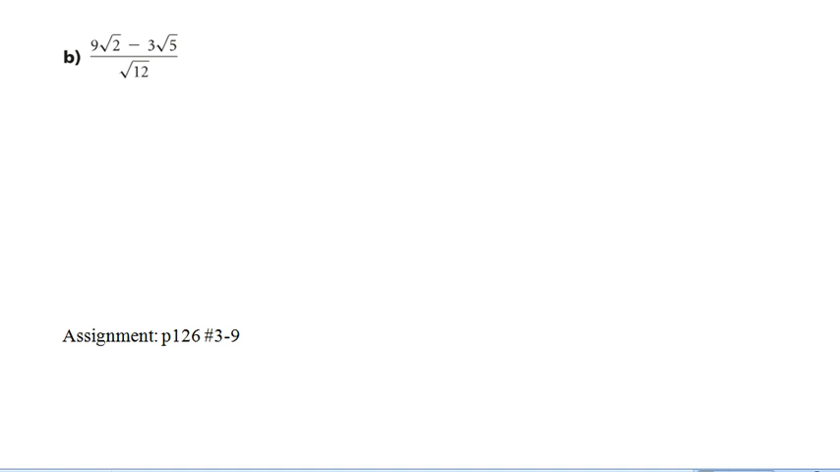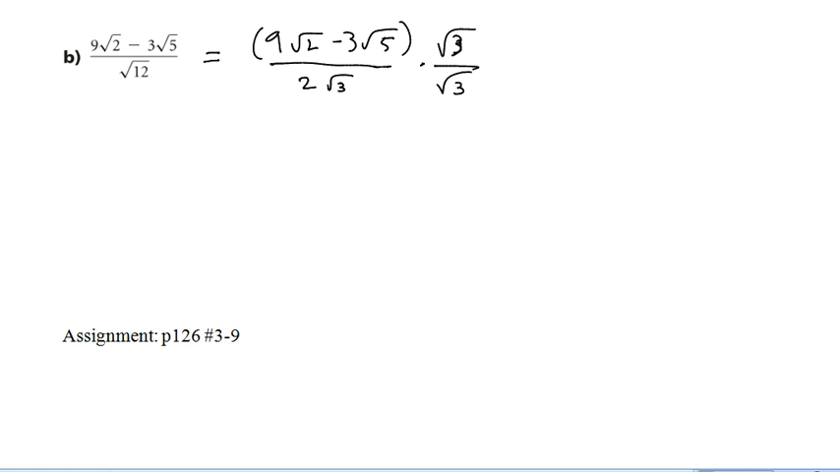Okay, part B. Before I decide to multiply top and bottom by root 12, I'm going to turn root 12 into a mixed radical. So root 12 is the same as 2 root 3. And now I can just multiply top and bottom by root 3. That's going to save me some canceling later on.